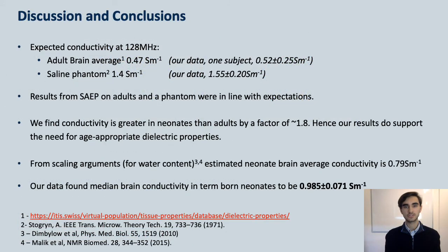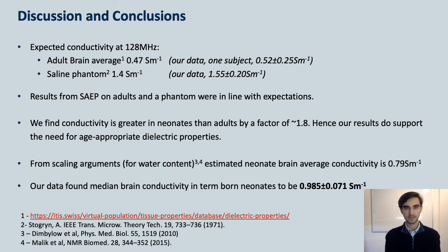To put our results into context, at a frequency of 128 MHz, the expected average adult brain conductivity is 0.47 Siemens per meter, and a 0.9% saline solution at 20 degrees Celsius is expected to have a conductivity of 1.4 Siemens per meter. These are consistent with our measurements.